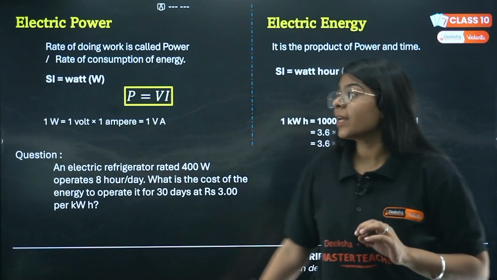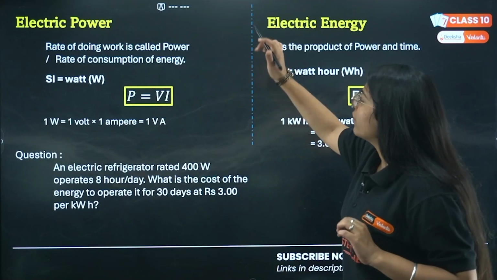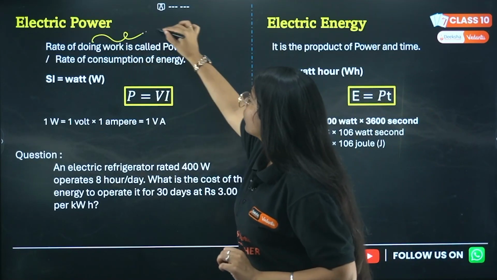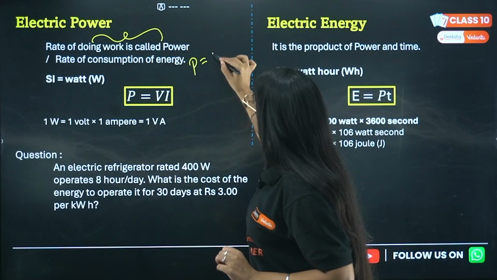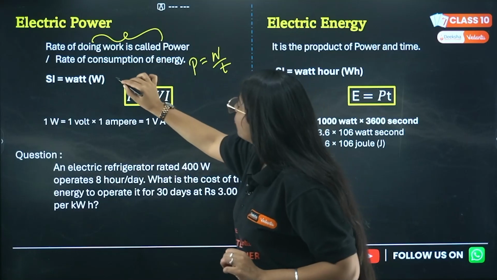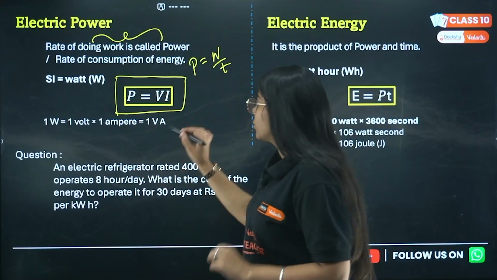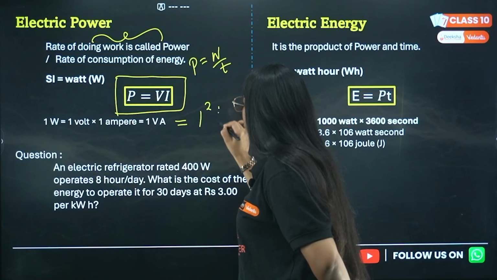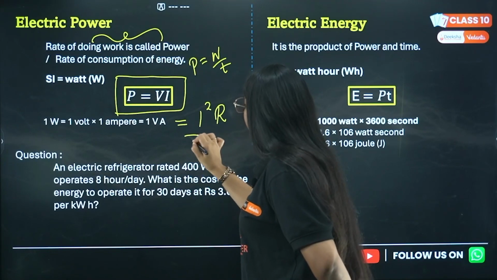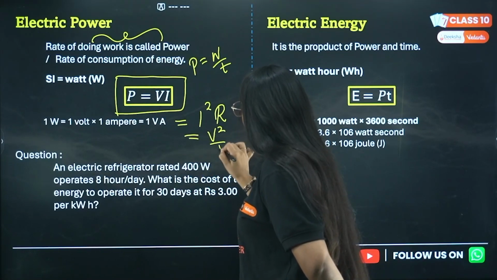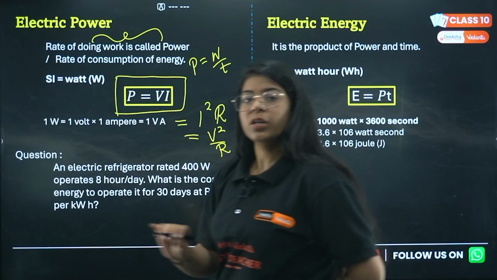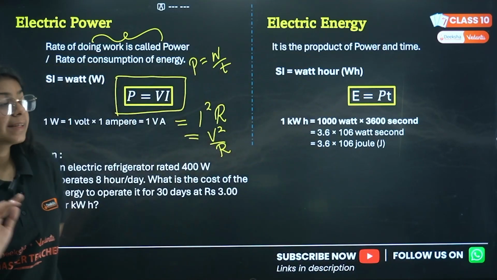Next one is electric power. Electric power is simply the rate of doing work, that means work done upon time. And the most important formula is P equals V into I, which is always equal to I square R and equal to V square divided by R. Understood? Very easy.